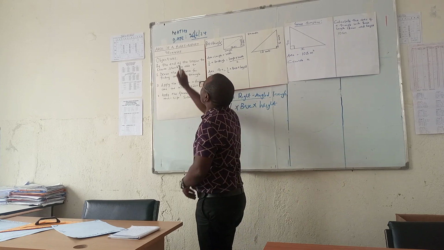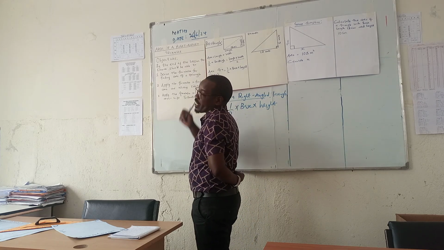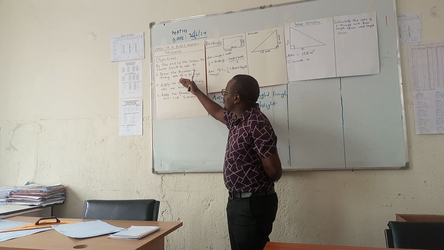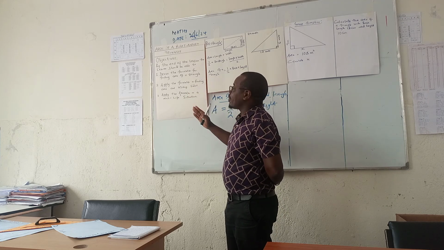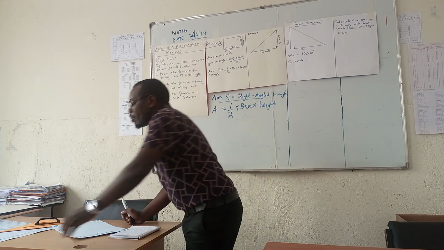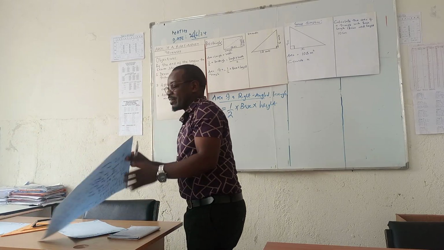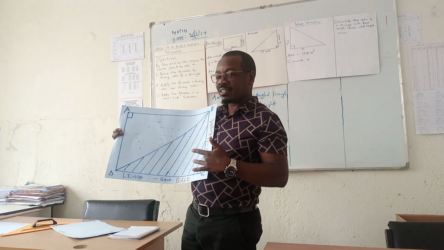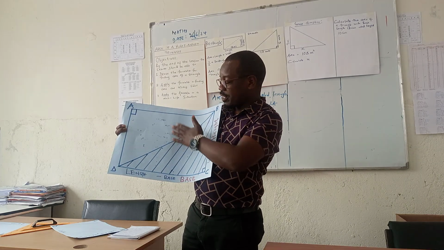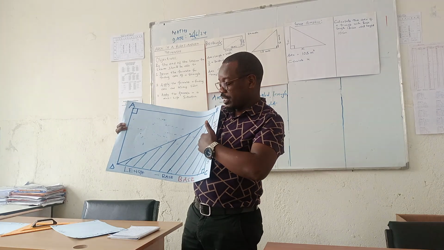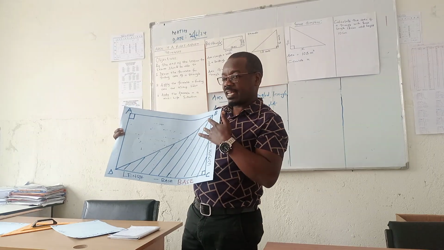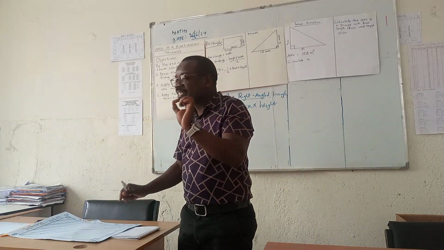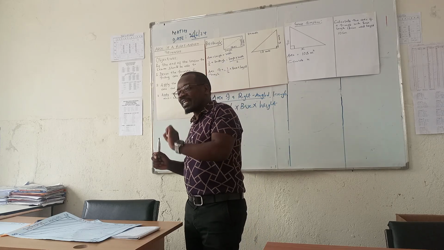Our lesson is on finding the area of a right-angled triangle, and the objectives are as clearly displayed here. There are three. Now, back to the exercise on a rectangle. We had a rectangle which had a length and a width. We cut it into two, got two right-angled triangles, each with a base and a height. It therefore means that we can obtain a triangle from a rectangle.